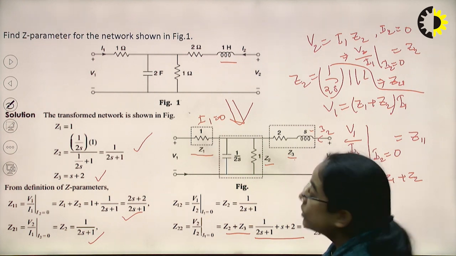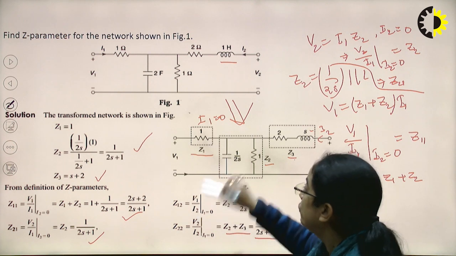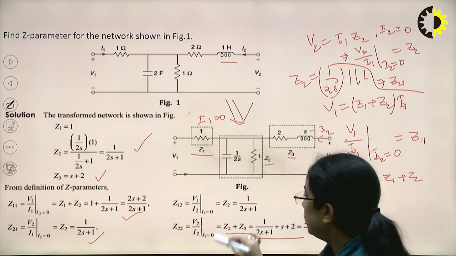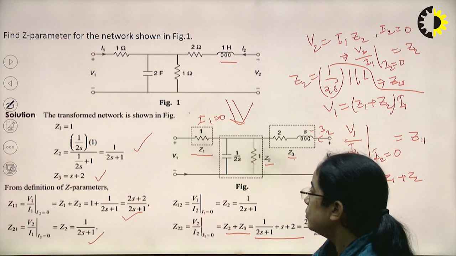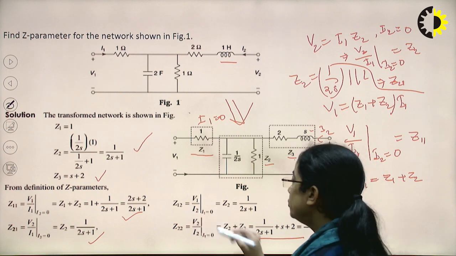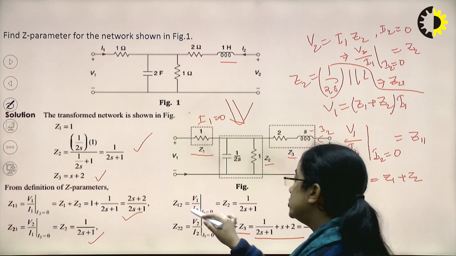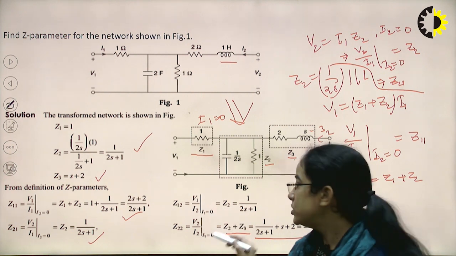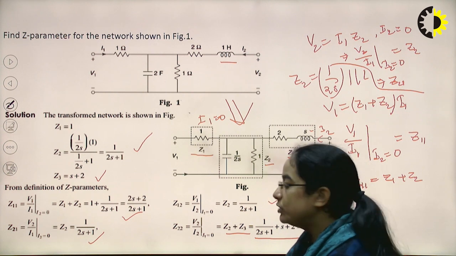Similarly, what is V1 when I1 is 0? V1 is Z2 into I2. So Z12 will be V1 by I2 with the condition I1 is 0, so it is Z2, which is 1 by 2S plus 1.